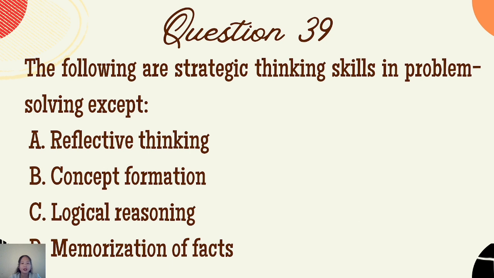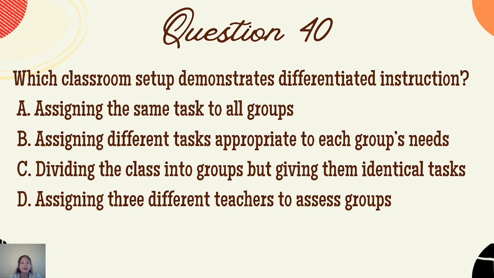So strategic thinking involves analysis, reasoning, and problem solving, not just memorizing facts. Question number 40. Which classroom setup demonstrates differentiated instruction? The correct answer is letter B, assigning different tasks appropriate to each group's needs. Differentiated instruction tailors tasks and approaches to meet diverse student needs, ensuring effective learning for all.